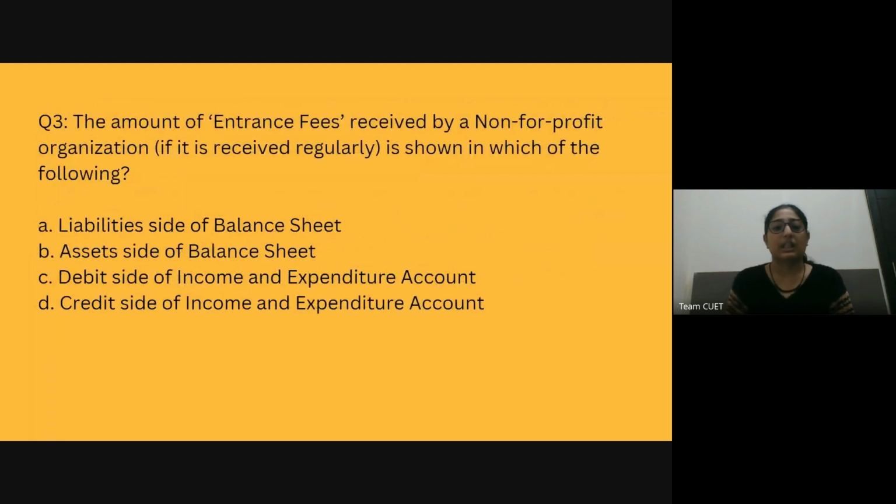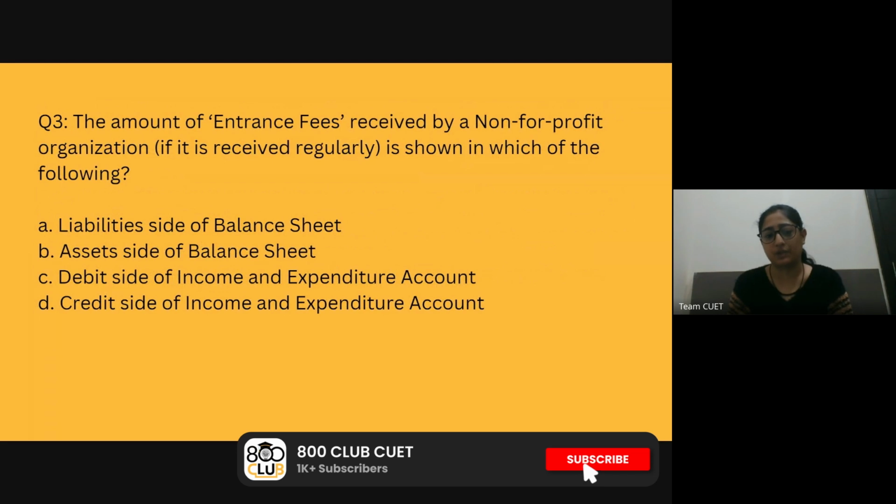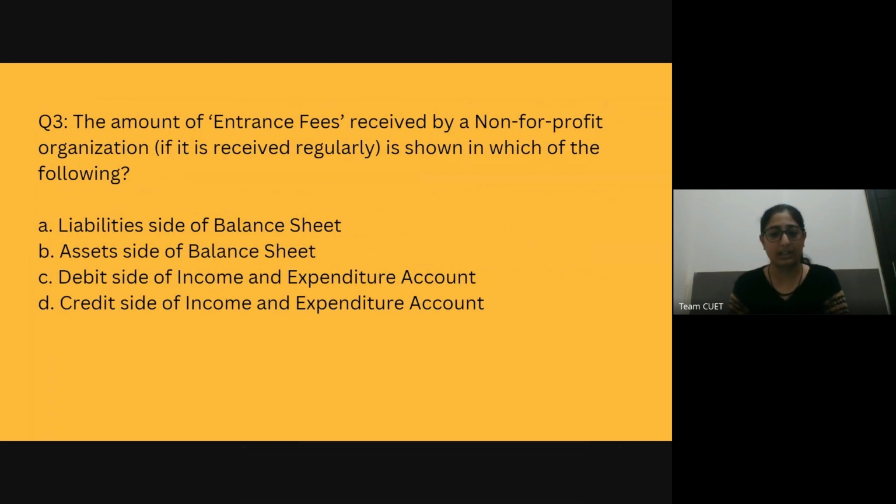Question number 3: the amount of entrance fees that are received by a not-for-profit organization, if it is received regularly, is shown in which of the following? Now the question itself says that it is received regularly. I hope you know the difference between what a capital receipt is and what a revenue receipt is. The receipts which are received regularly are known as revenue receipts. And revenue receipts are recorded in which account? Are they recorded in balance sheet or income and expenditure account?